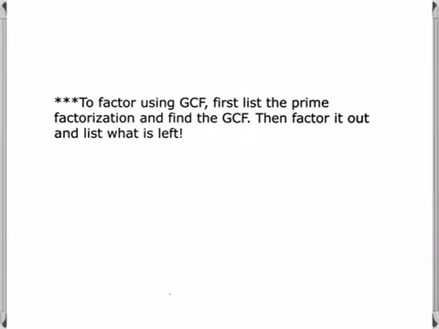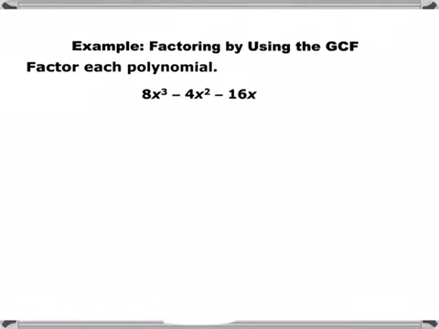To factor using the GCF, you first want to list the prime factorization and find the GCF. And then you factor it out and list what is left. All right, so this is a 2-part piece here. So let's look at the first example. We've got 8x cubed minus 4x squared minus 16x. Well, right off the bat, I know that 8, 4, and 16 all have a GCF of 4. And then x cubed, x squared, and x have a GCF of x. So our greatest common factor is just 4x.